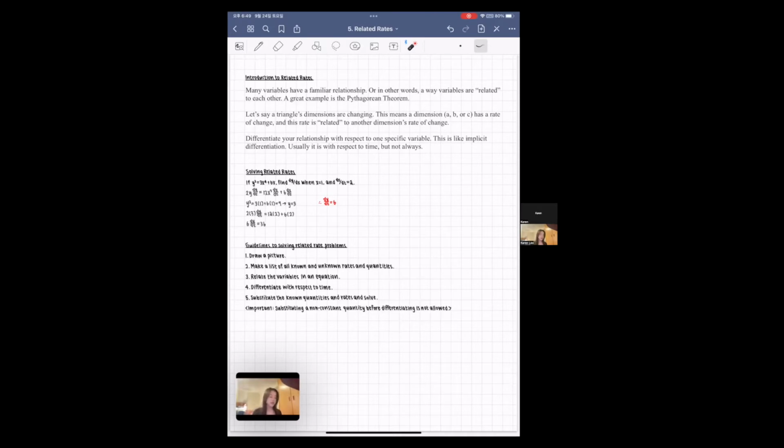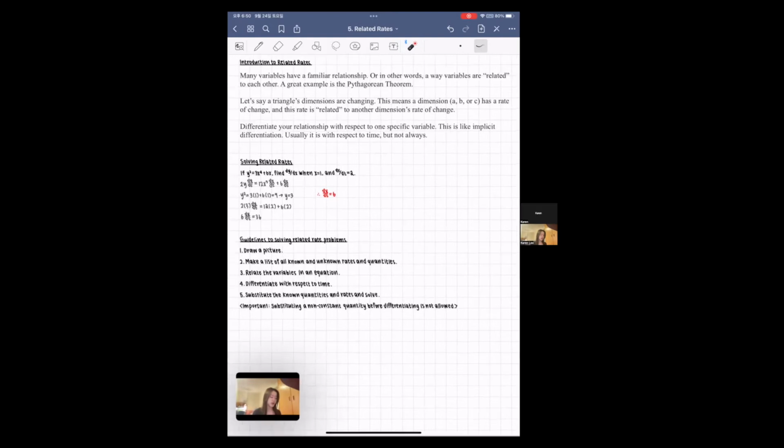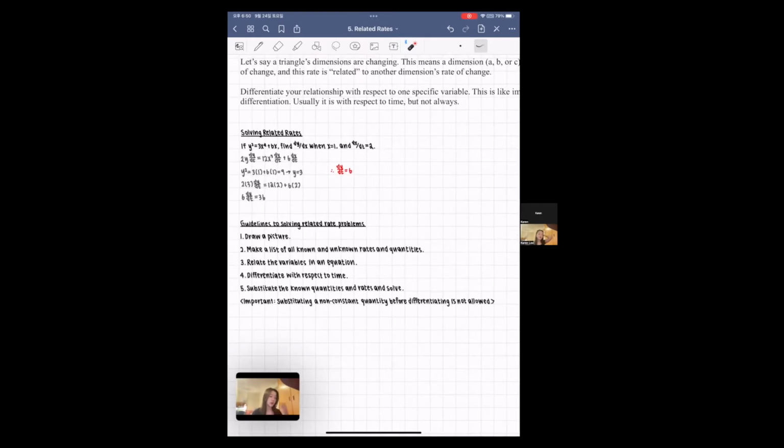Fourth, differentiate with respect to time. Fifth, substitute the known quantities and rates and solve. What's important is that substituting a non-constant quantity before differentiating is not allowed. So basically, this means that before you differentiate, if you just plug this in, it's not allowed.